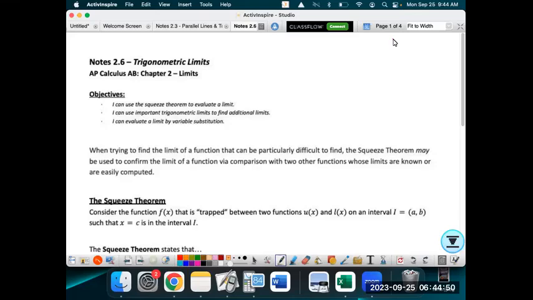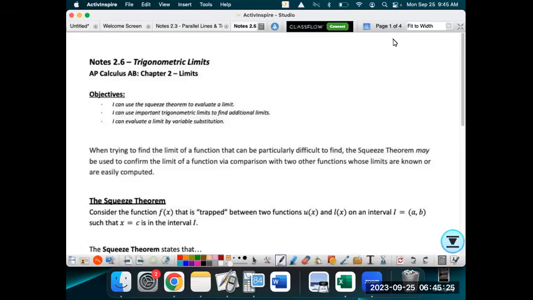So I'm going to read the paragraph that I have written at the beginning. When trying to find the limit of a function that could be particularly difficult to find, the squeeze theorem may be used to confirm the limit of a function via comparison with two other functions whose limits are known or are easily computed. So there are definitely some functions that we could have some difficulty with. And numerically evaluating a limit is not a convincing technique. We want to be able to show a very convincing reason for why a limit value exists.